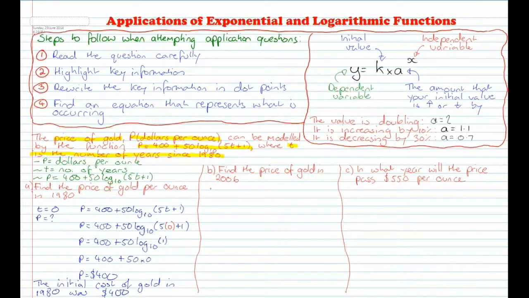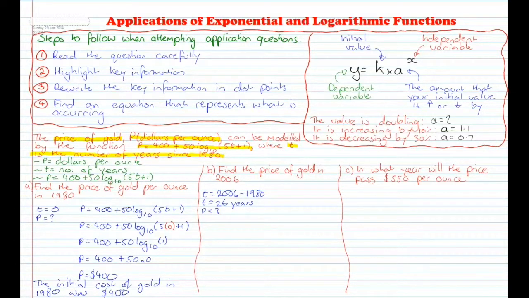So we need to find the number of years, and to do that we're just going to go T is equal to, well, how many years has it been? Well, it's going to be 2006 minus 1980, which is going to give us 26 years. Now because of that, we now know our t value is equal to 26. Do we know our p value? Well, no, we don't. That's a question mark. So we're going to need to find that by using the information that we've got.